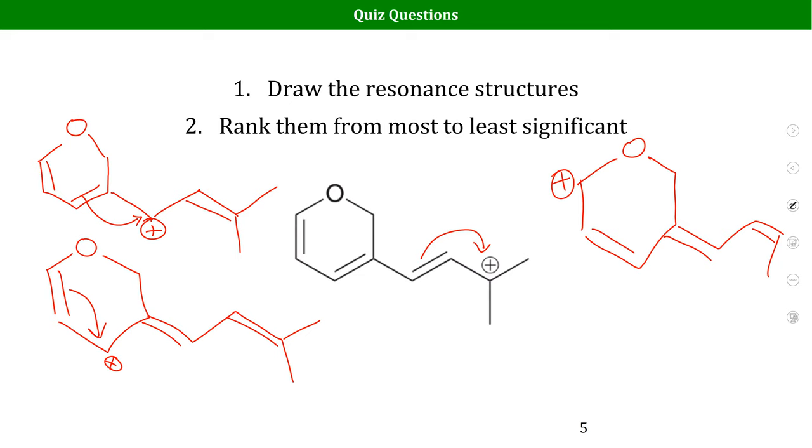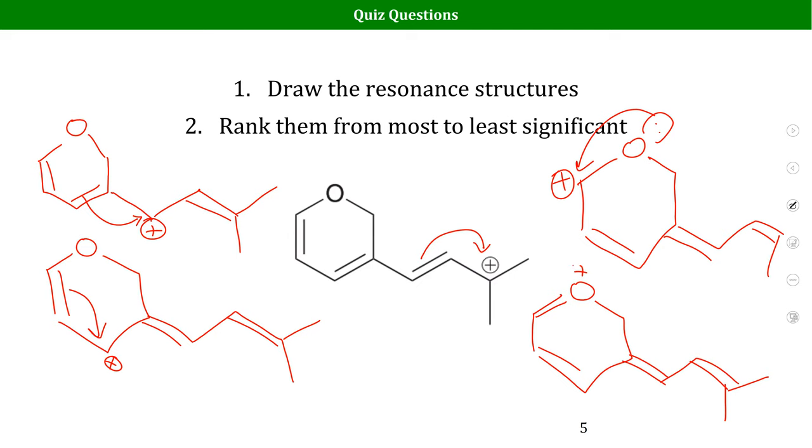But that creates a positive charge adjacent to some lone pairs, right? And so one of those lone pairs can participate in the resonance as well. Get a final resonance structure. That's going to look like this, with a positive charge on the oxygen. So it's got three bonds instead of two.